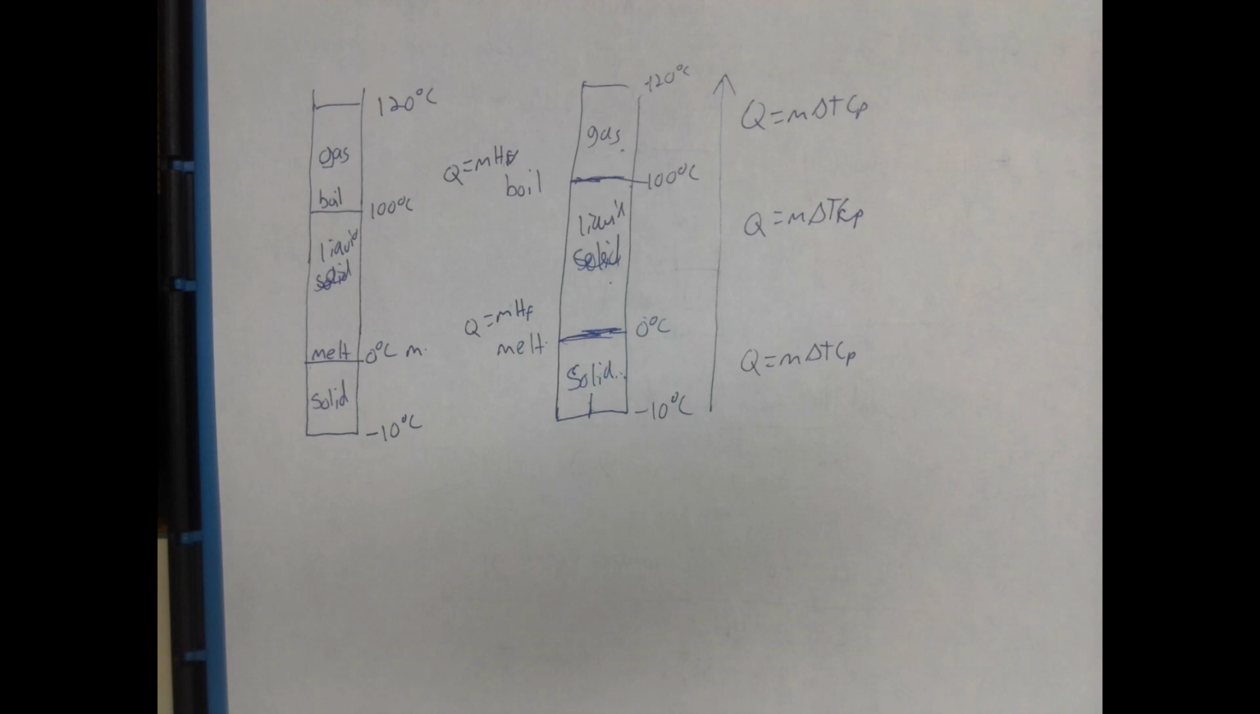It's going to get more complicated. Wait until I start doing two things, like we're putting ice and water together, and you're now going in two directions on this plot.